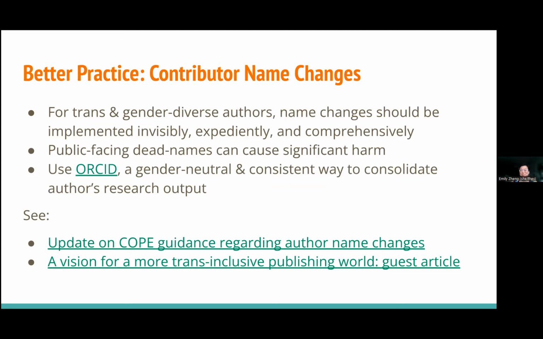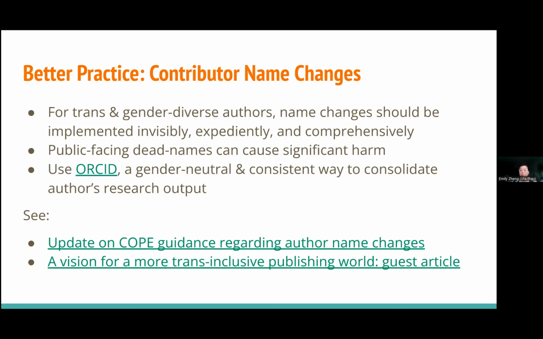That said, this is a pretty complicated policy development issue. So there are some exceptions. For example, an exception to the transparency better practice is for contributor name changes for trans and gender diverse authors. In those cases, name changes should be implemented as invisibly as possible, as quickly as possible, and as comprehensively as possible. The reason being that public-facing dead names can cause significant personal harm to individuals.